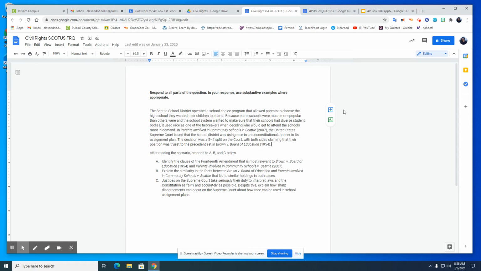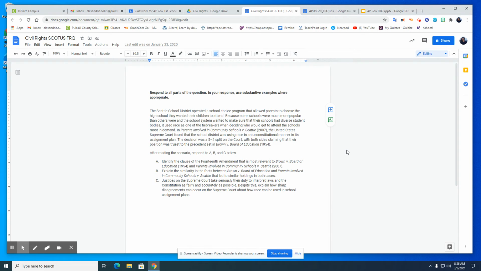In Parents Involved in Community Schools v. Seattle from 2007, the United States Supreme Court found that the school district was using race in an unconstitutional manner in its assignment plan. The decision was a 5-4 split on the court, with both sides claiming that their position was the truest precedent set in Brown v. Board of Education. So that is your required case, Brown v. Board of Education. You're taking this information about Parents Involved in Community Schools v. Seattle, and you're going to be comparing it with Brown v. Board of Education.